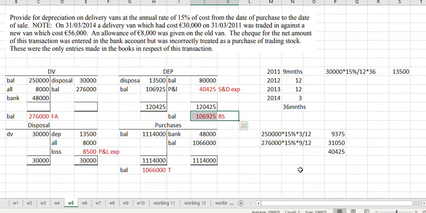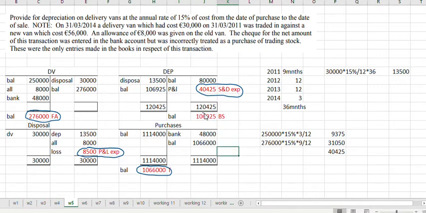So 5 figures we should have. New van figure, 276,000. Loss on disposal of van, 8,500. New purchases figure, 1,066,000. Depreciation for the year, 40,425. And accumulated depreciation on motor vans, 106,925. That's a big note. It's worth, could be 15, 20 marks, which is about 4% of your whole Leave Cert accounting paper. So make sure you can do this note. Okay, note number 6.